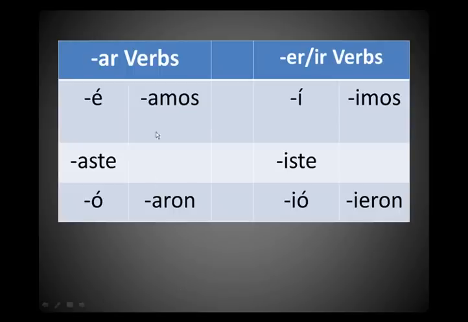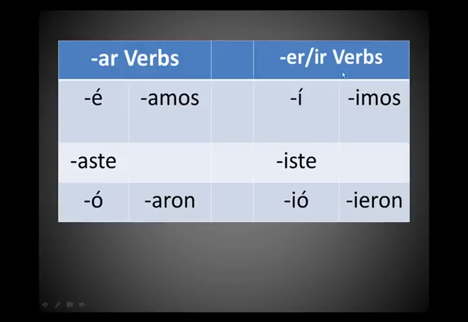The normal AR verb conjugation in the yo form, we remove the AR and add an é. In the tú form, we remove the AR and add aste. In the usted, él, ella, anything singular form, we remove the ending AR and add an ó with an accent. In the nosotros form, we add amos, just like in the present tense. And in the ellos form, we add aron.